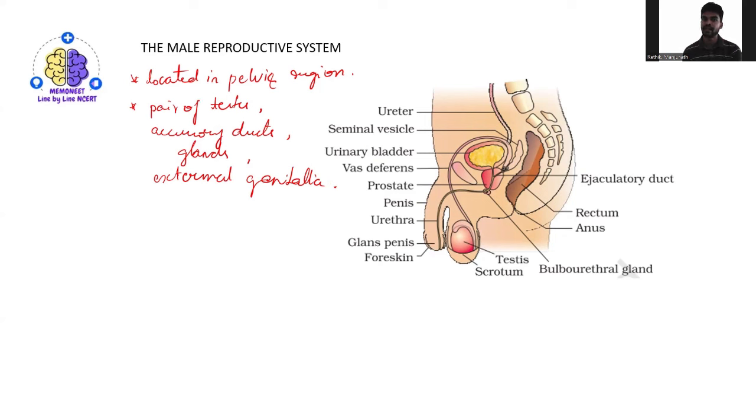One is where they are located in the pelvic region. Then you will find a pair of testes. They are called testes. You will find two testes, that is a pair of testes. Then you will also find the accessory duct. After the accessory duct, you will also find some glands which are responsible for the maintenance of this male reproductive system. Then you will also find the external genitalia. So these are the parts which are included in the male reproductive system.